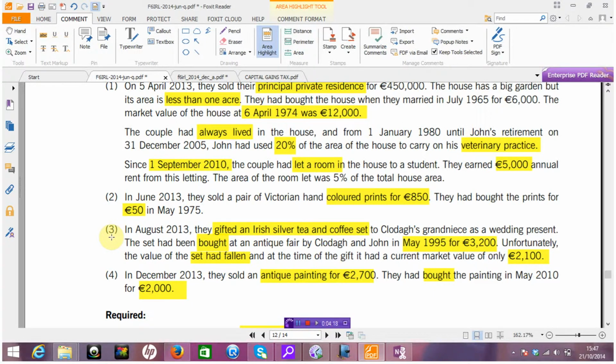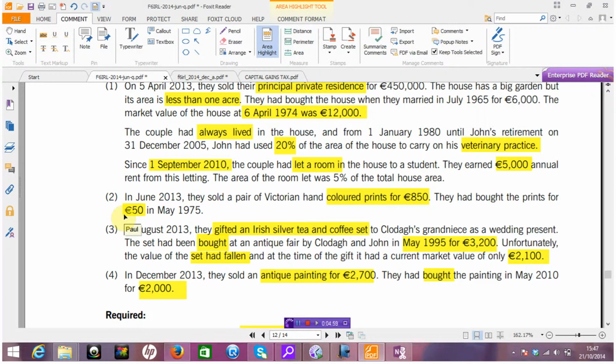This point number 3 here, we have a tea and coffee set, and it looks as if the item has been purchased for 3.2 and then fallen in value. So it looks as if that's a durable chattel with some sort of a loss being made. Number 4 here, same sort of thing, but it looks as if we have a sale at €2,700 and a purchase at 2. So in this one we have a gain. So you'll see a loss here and a gain here, and then just another area here to see whether or not we can establish that we're very familiar with the durable chattel rules.